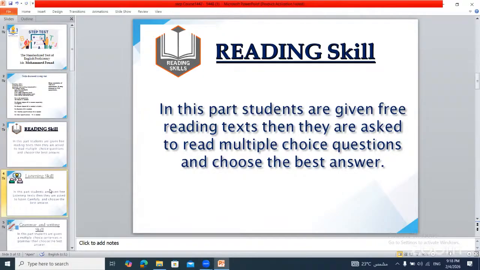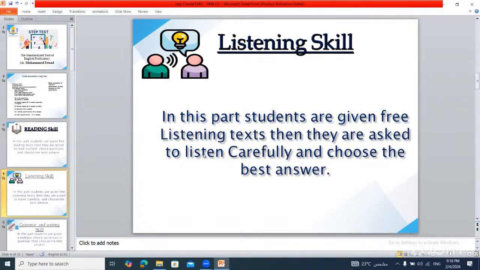But if we speak about the other part, which is the listening skill, you will listen here to a text, and after listening one time, you are going to have multiple choice questions and try to choose the best answer for the question.